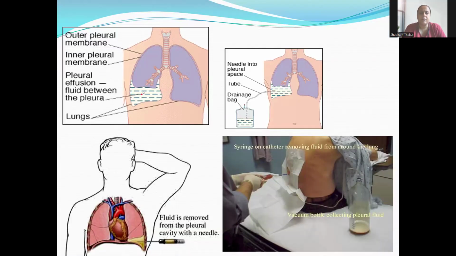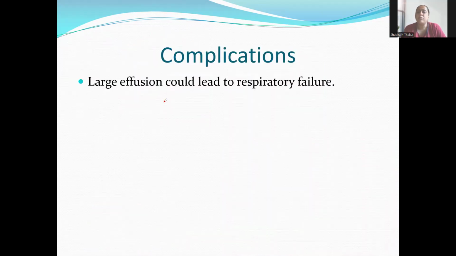And then, what are the complications? If the patient has pleural effusion and it is not treated in time, the patient will have respiratory failure. Once the patient has respiratory failure, the patient cannot survive for long. So we can manage the complication and reduce the chance of respiratory failure.